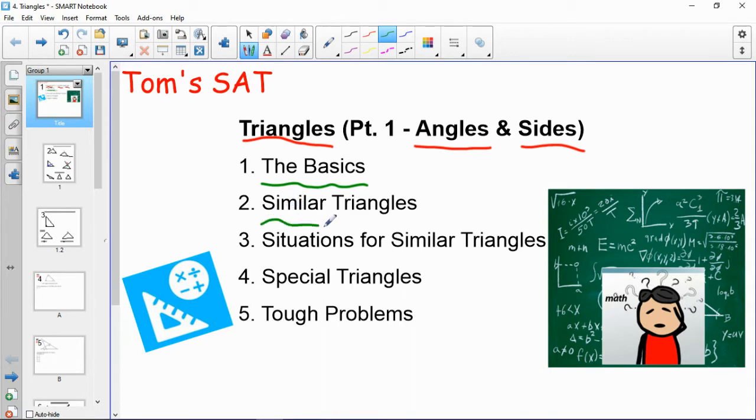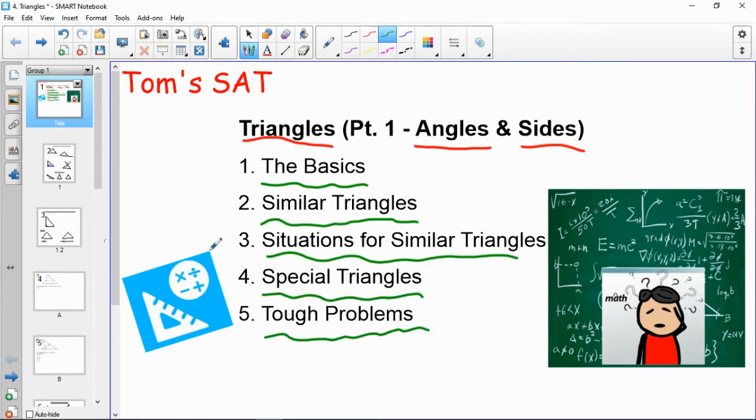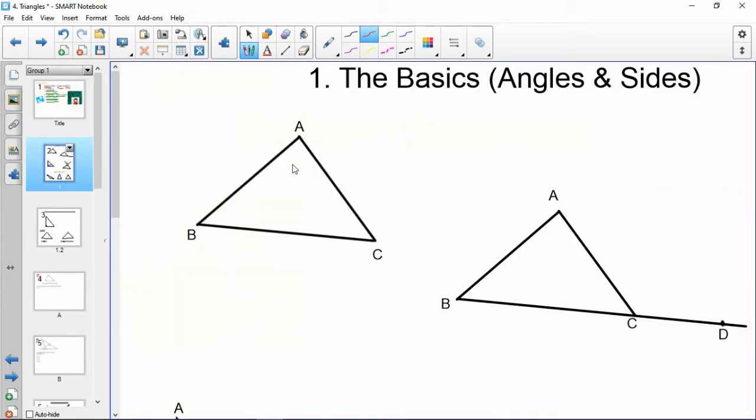And then we're going to talk about similar triangles, which is a very common topic in dealing with triangle problems in the SAT, as well as some situations where they get used. And then we'll talk about some special right triangles. And then lastly, we'll finish up on tough problems of the day. So to start, we're going to learn some basics.